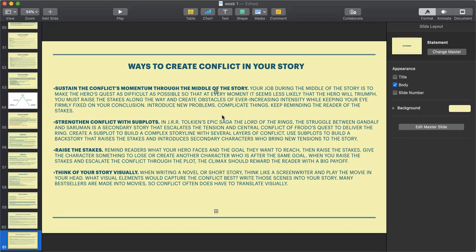Second thing is strengthen the conflict with subplots. So, for example, in Lord of the Rings, if you have read Lord of the Rings, or if you have seen the film, the struggle between Gandalf and Saruman is a secondary story. Okay, that creates the tension and central conflict of the character to deliver the ring. Okay, so that's a subplot to build a complex storyline in several layers of conflict. So you can create multiple layers of conflict. Okay, one is linked to the other, especially in non-linear narrative style.